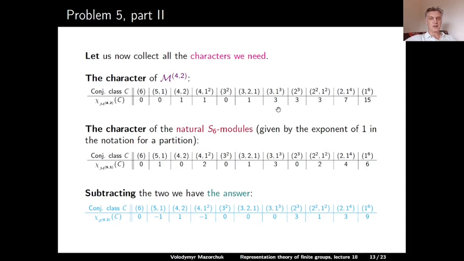For (3,1,1,1), 3 minus 3, 0. For (2,2,2), 3 minus 0, 3. For (2,2,1,1), 3 minus 2, this is 1. For (2,1,1,1,1), 7 minus 4, which is 3. And for (1,1,1,1,1,1), it's 15 minus 6, which is 9.